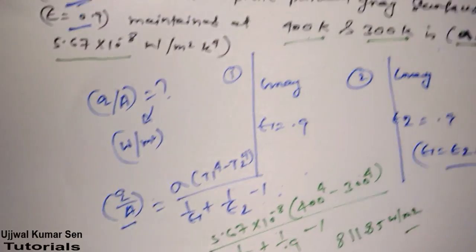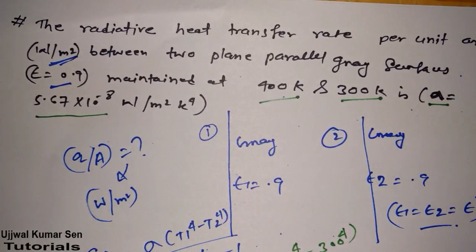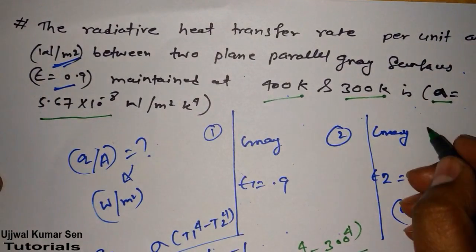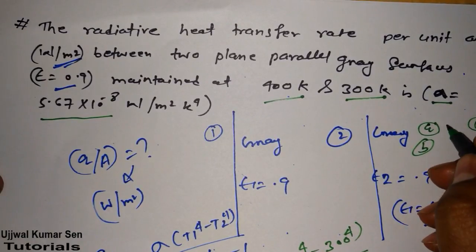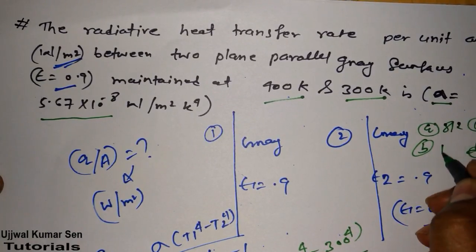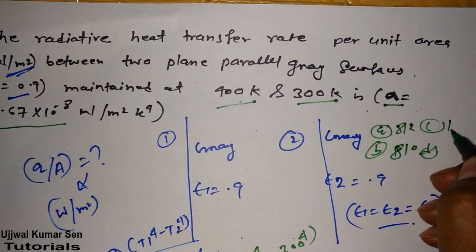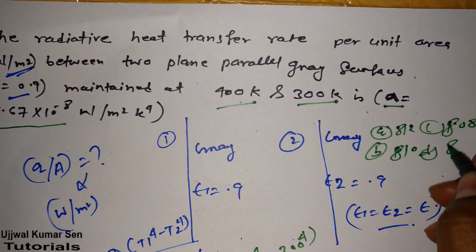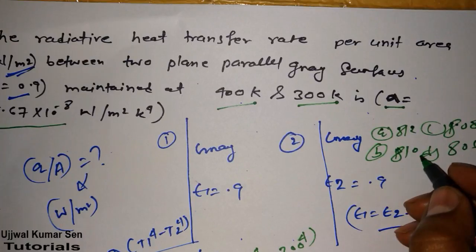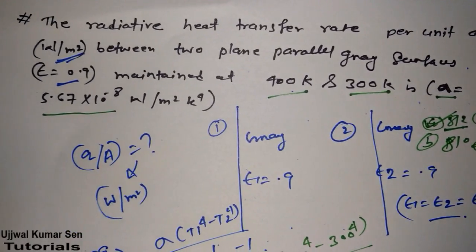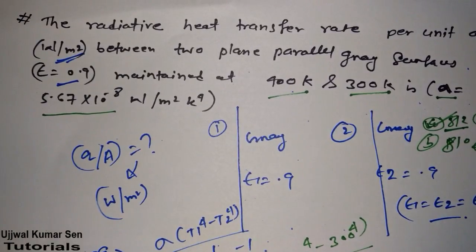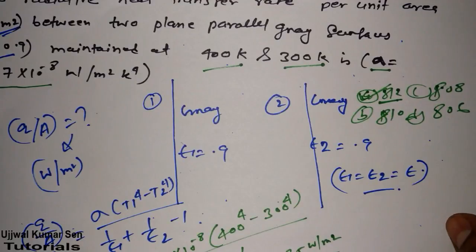Now we have to go through the options. I haven't written the options A, B, C, D. Probably the options given are 812, 810, 808, 806. So the answer would be 812, and A would be the right answer. But I haven't written them, so you can see what type of options they have given in the GATE examination.